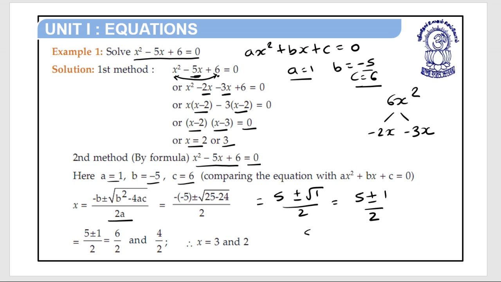So one root is 5 plus 1 by 2, and the second one is 5 minus 1 by 2. So 5 plus 1 by 2 is 6 by 2, and the other is 4 by 2. So 2 3s are 6 and 2 2s are 4. So x is equal to 3 and 2.